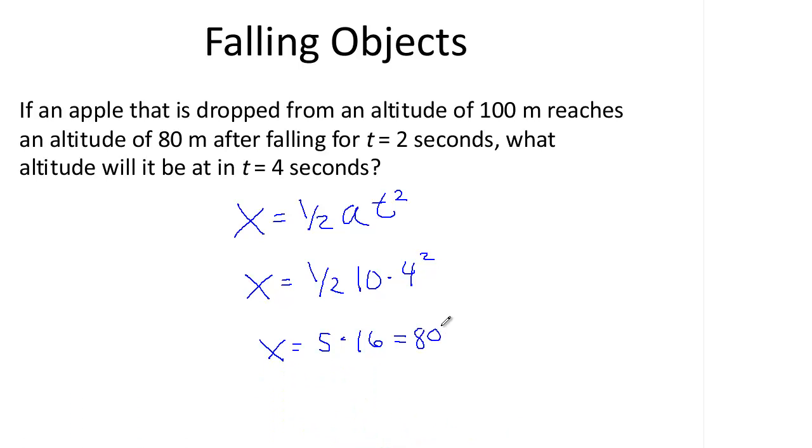Now, the only thing to be careful of is they're not asking for how far it fell, they're asking for how far it has left before it hits the ground. So the real answer would be its initial altitude minus the 80 it fell, giving us a height of 20.